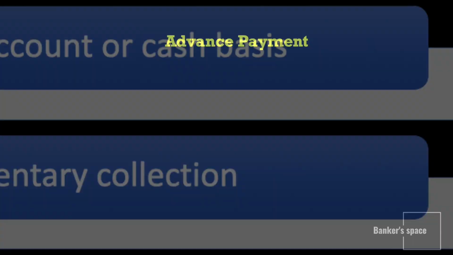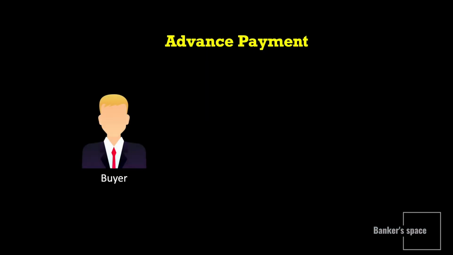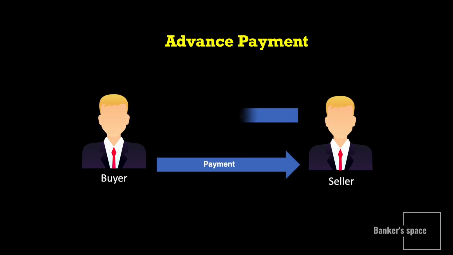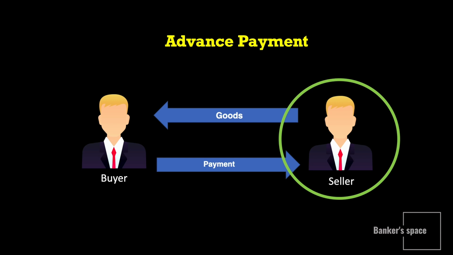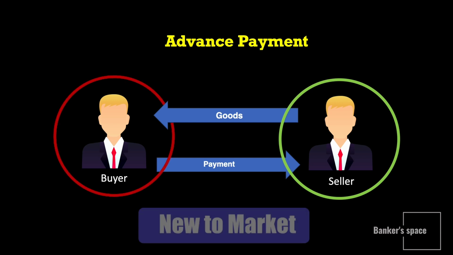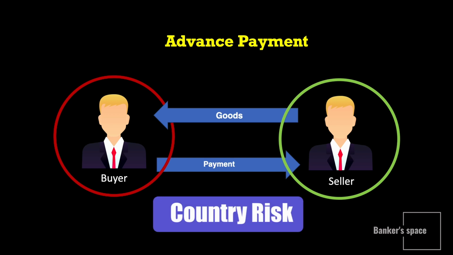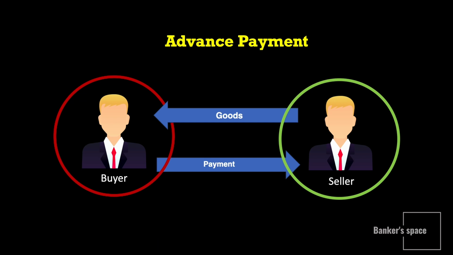The first one is advance payment. As the name indicates, here buyer is paying in advance for getting the goods. This offers least risk to the seller and high risk to the buyer. And this happens when the buyer is new to the market or the seller is not willing to ship to that particular country prior to receipt of payment because of maybe country risk.